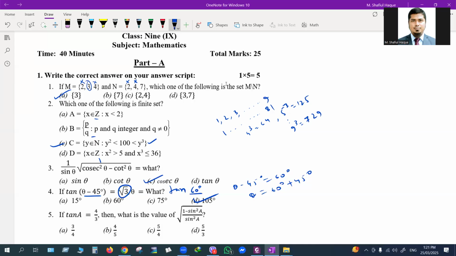Tan A is equal to 4 by 3. And what is the value of root over 1 minus sine square A by sine square A? 1 minus sine square means cos square, and the denominator is sine square A. So cos square A by sine square A is equal to cot square A, so the root is cot A. Cot A is the reciprocal of tan A, so if it is 4 by 3, then this will be 3 by 4. Okay.